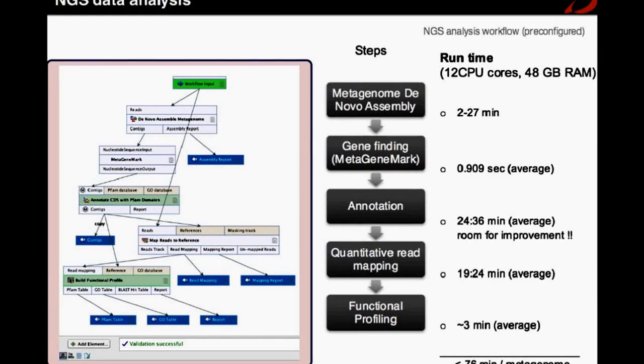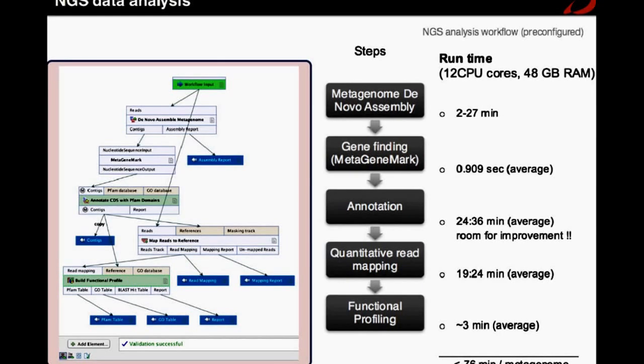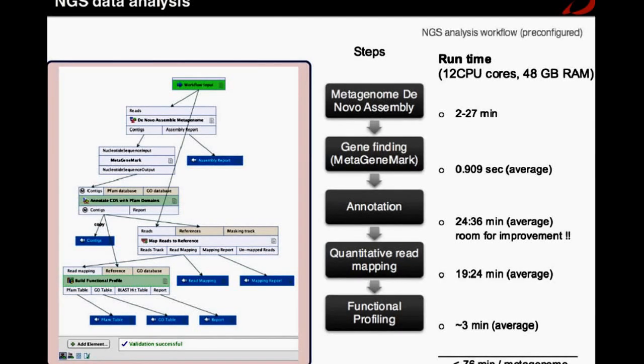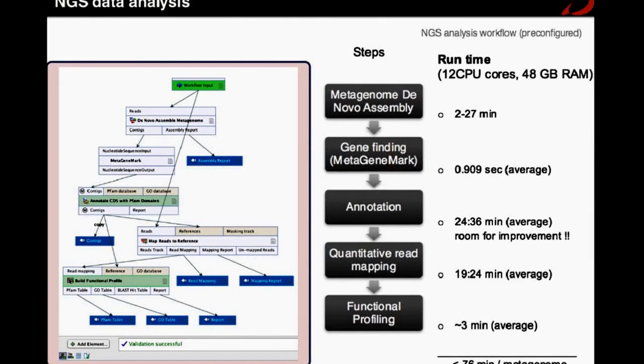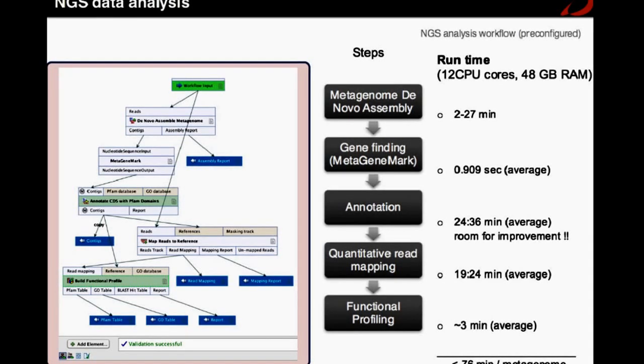The next step is gene finding. We use the MetaGeneMark algorithm to predict the gene models. This takes less than a second. Then the next stage is we annotate the gene models with function using, for example, information from gene ontology or protein family databases. We carry out a mapping step to quantify the abundance of each gene function by measuring the number of reads that map to each function, and build functional profiles.